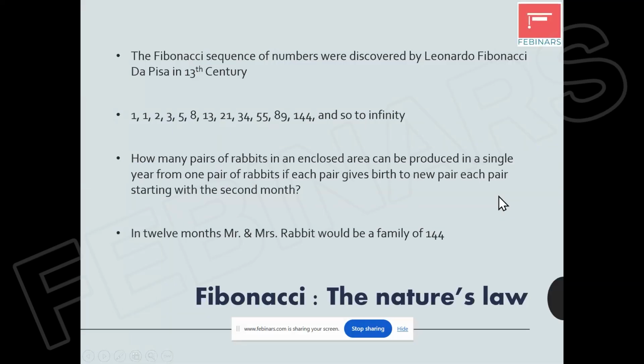So let's start with the Fibonacci origin and introduction. Fibonacci was discovered by Leonardo Fibonacci di Pisa in the 13th century. It was invented in the 13th century, but our ancient Indian architectures do reflect the use of Fibonacci. Different architectures have been developed with precise calculations using Fibonacci.